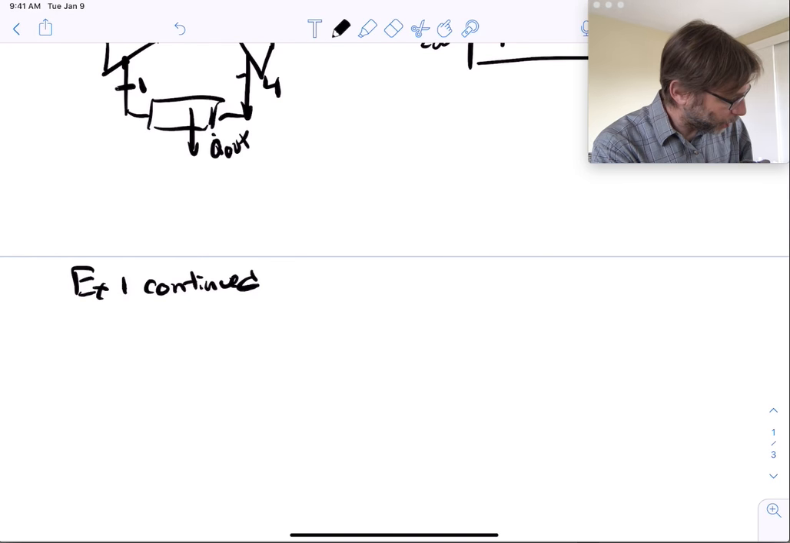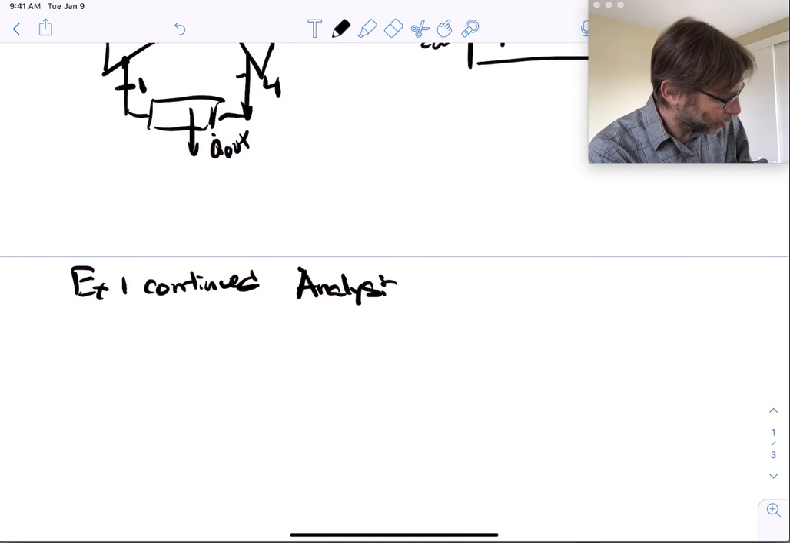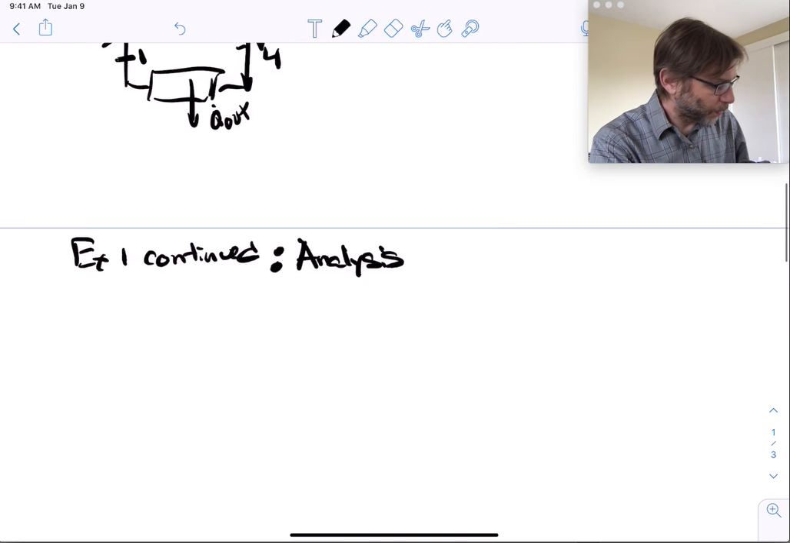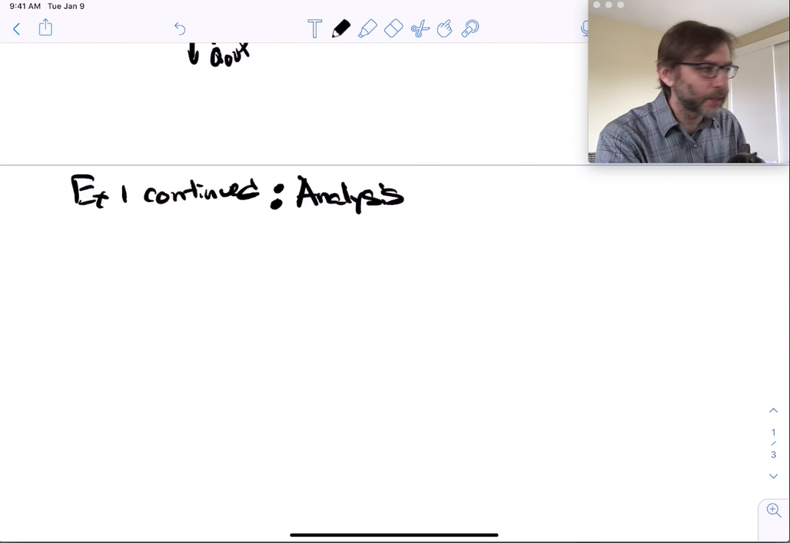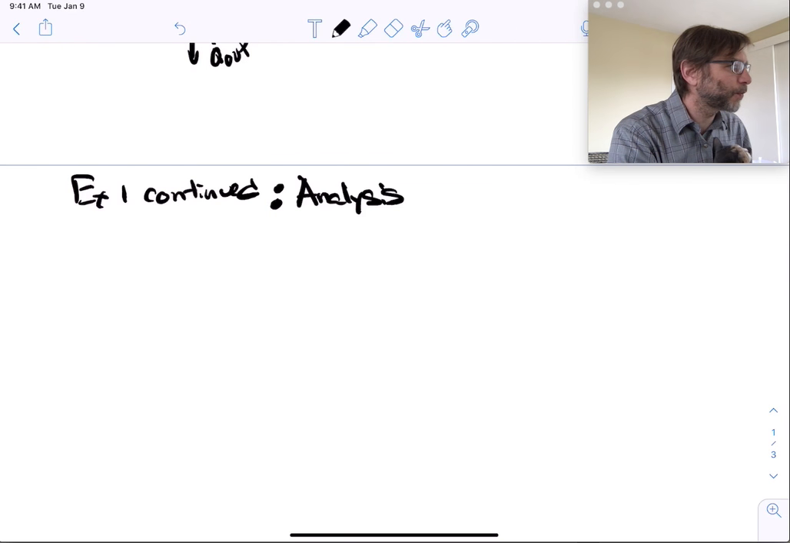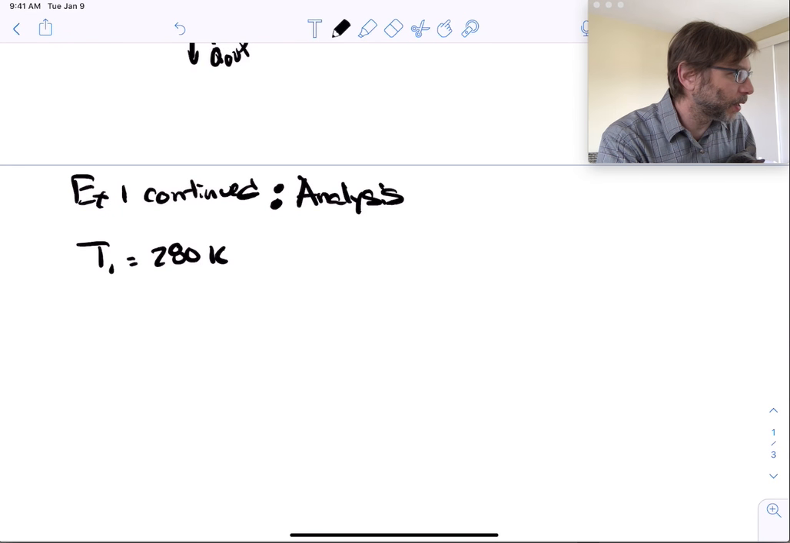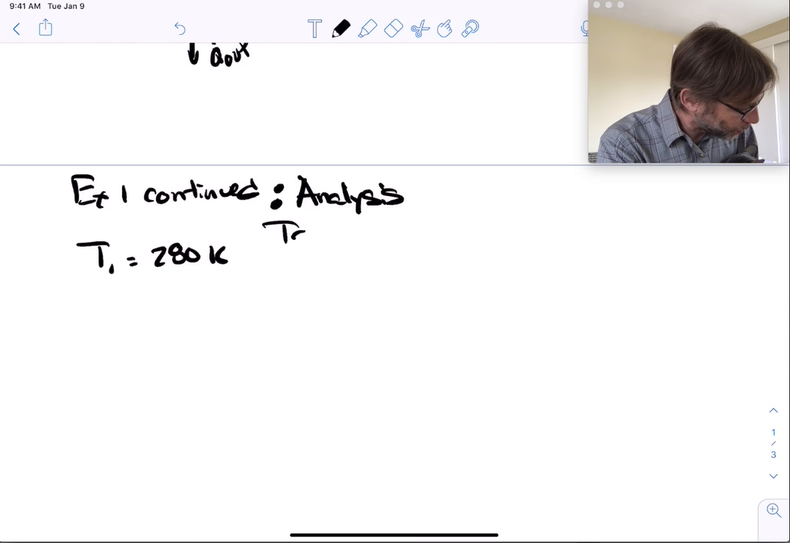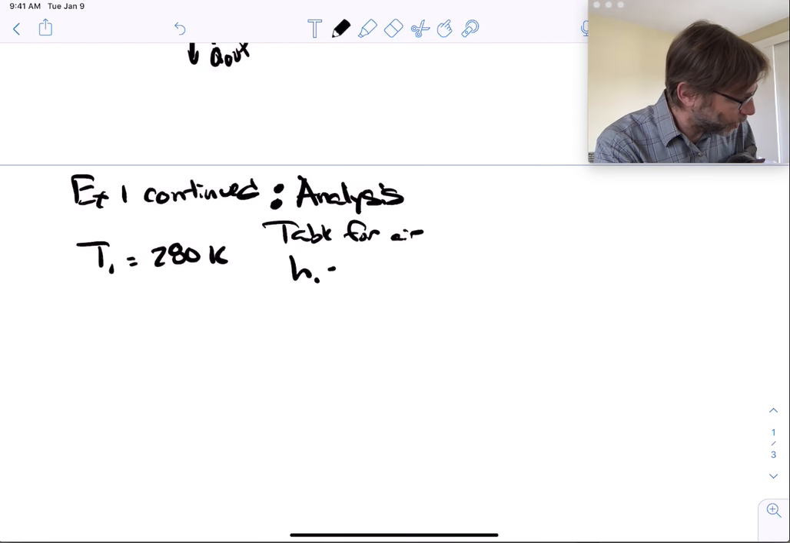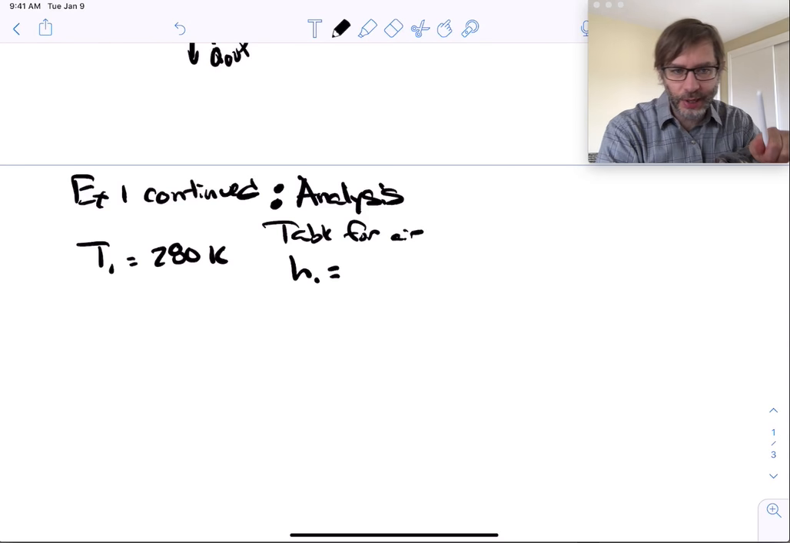Now we have the example with the analysis of our problem. So first let's get the states. Let's see. T1 is equal to 280 K, right? So then we can look at the table for air. And we know H1 equals, so look, we're getting H's now, not U's.